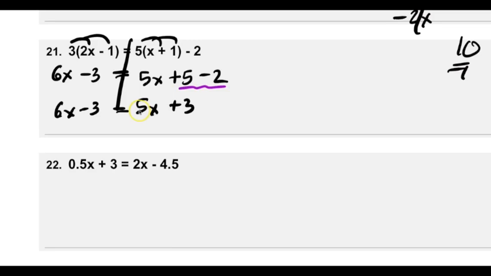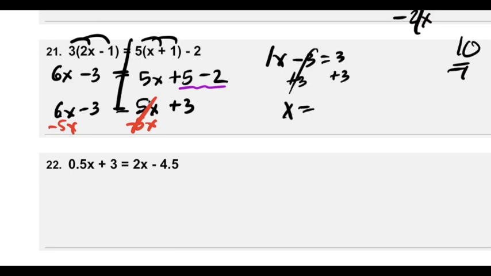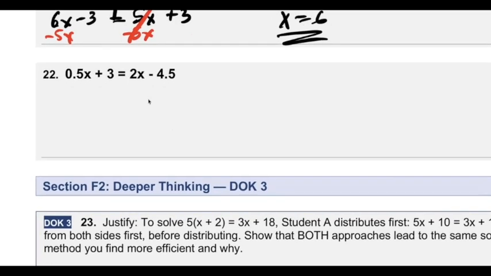And then, same idea as always. I always like to get rid of one variable first. I'm not even sure if we talk about variables on both sides first, but let's try to get rid of this variable. I always like to try to get rid of the smaller variable first. So minus 5x. These cancel. I get 1x minus 3 equals 3. Then we're just going to add 3 to both sides. X equals 6.